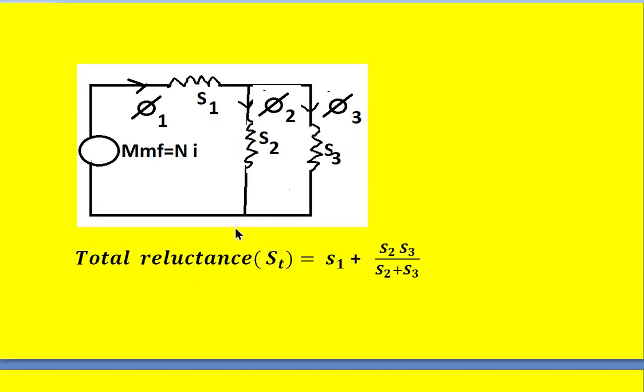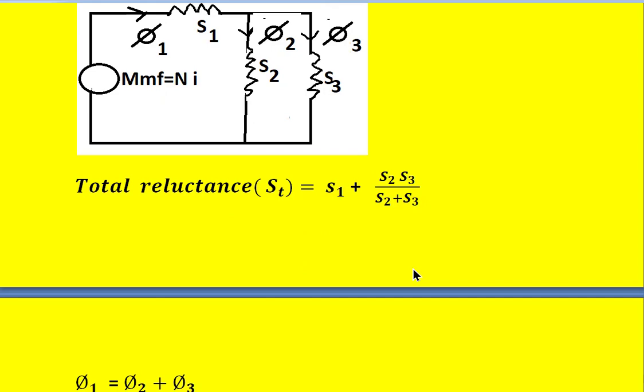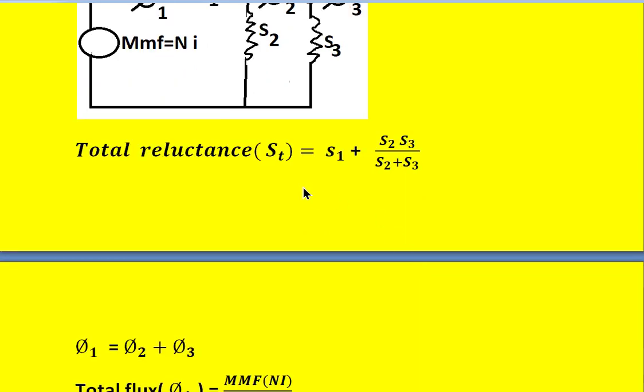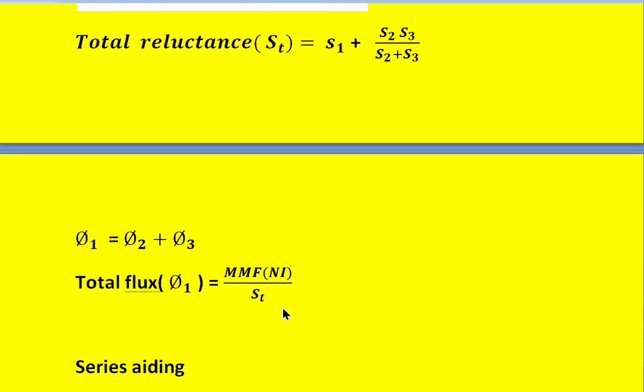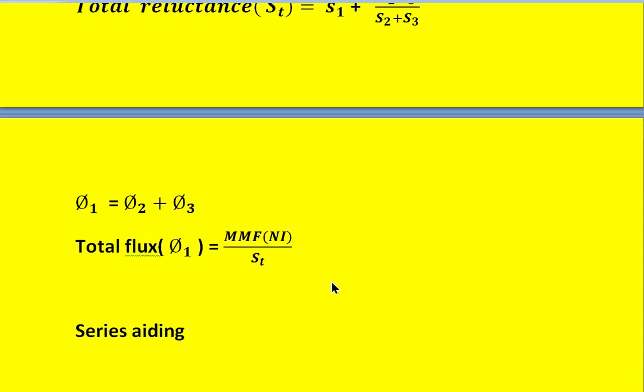And coming to the total reluctance, S1 plus S2 in parallel with S3, that is S2 S3 divided by S2 plus S3. This is the total reluctance of the circuit. And the total flux produced by the source MMF is nothing but phi1, which is equal to phi2 plus phi3. So the total flux can be written as phi1 is equal to total MMF divided by total reluctance.